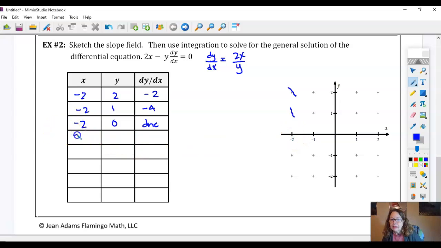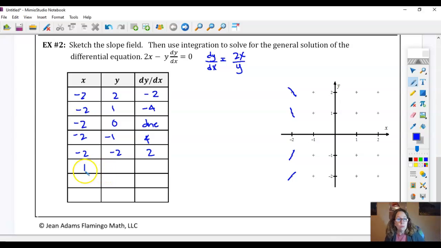What if we try -2 and then -1? So that would be a -4 over -1 is a +4. So that's going to be pretty steep going uphill. And then if we try -2 and -2, that's going to be a +2. So not quite as steep going uphill. After a while, you'll see there's kind of a pattern to it. So I'm going to try next.